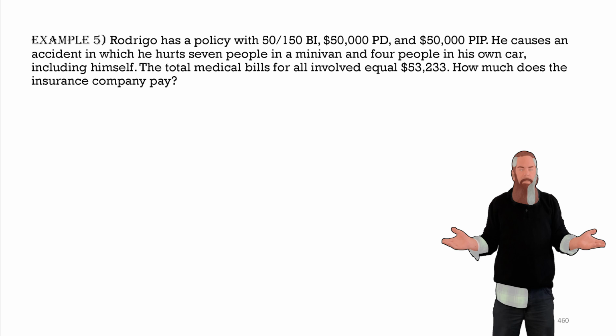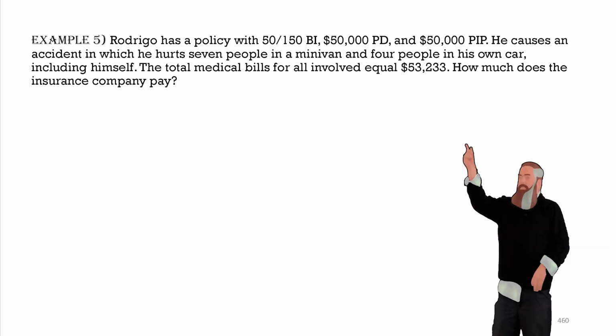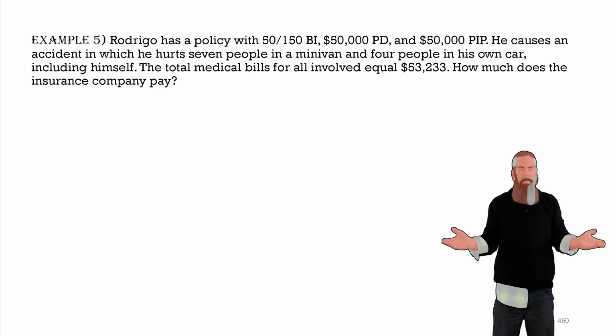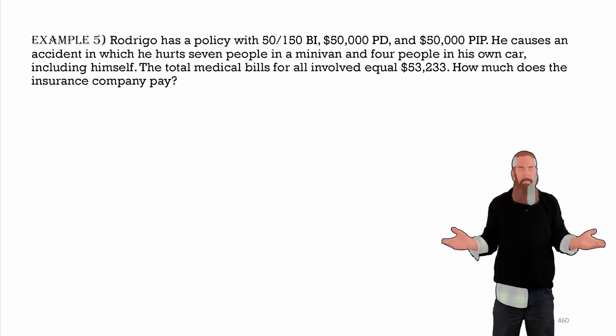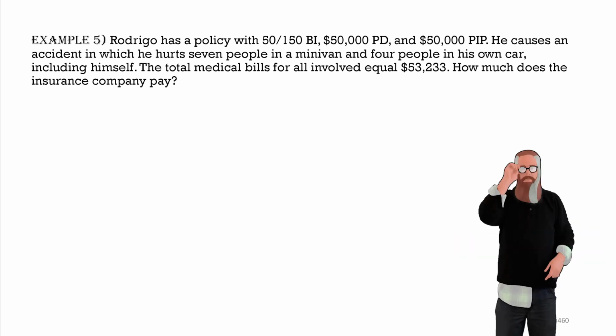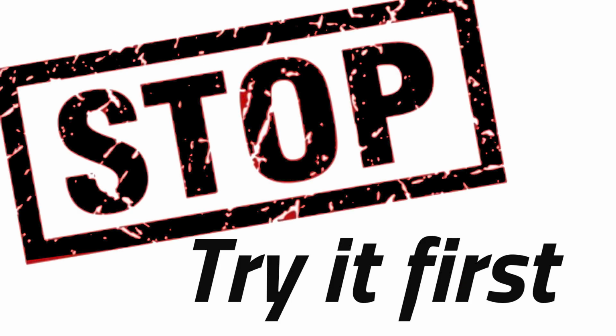Rodrigo has a policy with a 50/150 bodily injury, $50,000 property damage, and a $50,000 PIP. He causes an accident in which he hurts 7 people in a minivan and 4 people in his own car, including himself. The total medical bills for all involved equals $53,233. How much does the insurance company pay?